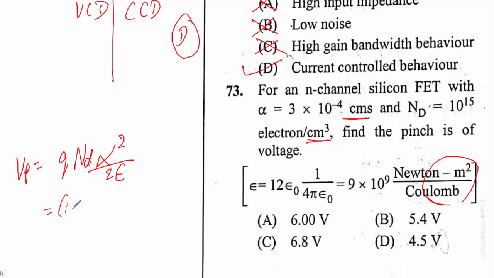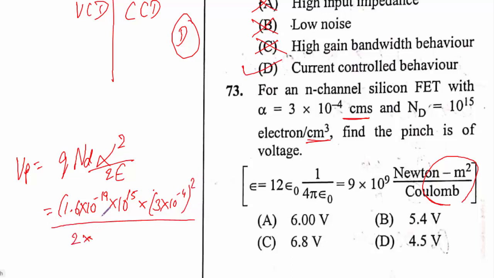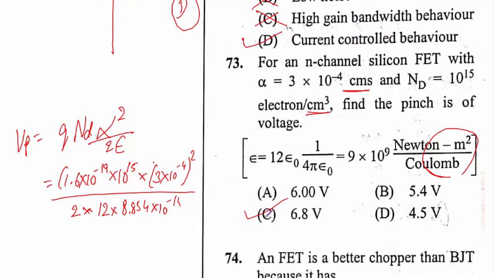What is the value of Q? It is 1.6 into 10 power minus 19, into what is the value of Nd? Nd equals 10 power 15, into what is the value of alpha? It is 3 into 10 power minus 4, the whole square, whole divided by 2 times epsilon. Epsilon equals 12 epsilon naught, 12 into epsilon naught, which is 8.854 into 10 power minus 14. So upon solving, you will be getting 6.8 volts. That is option C is correct.